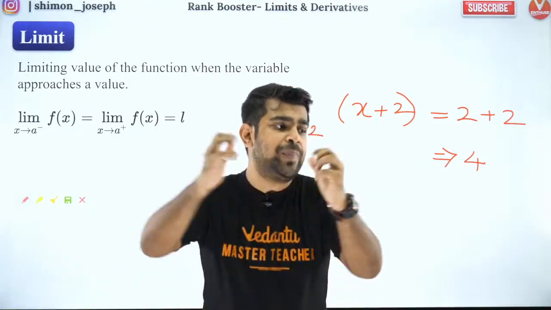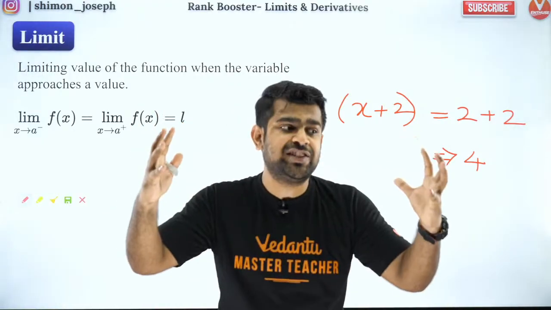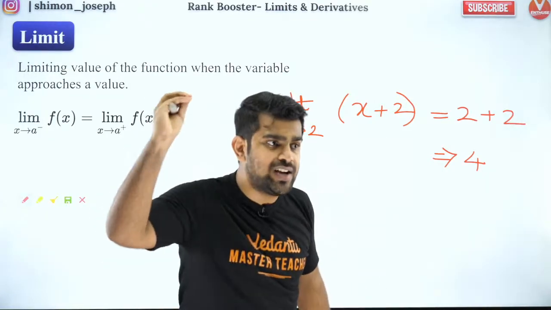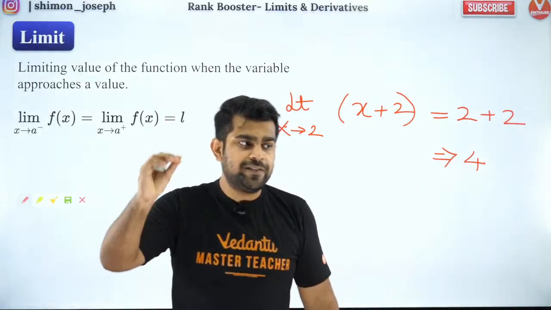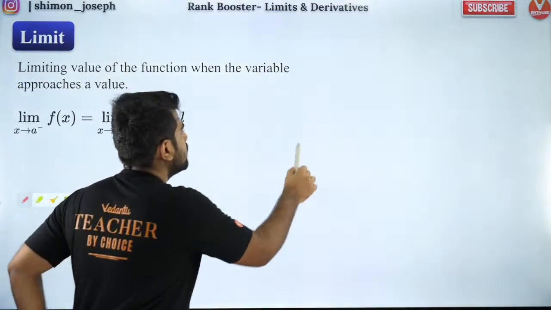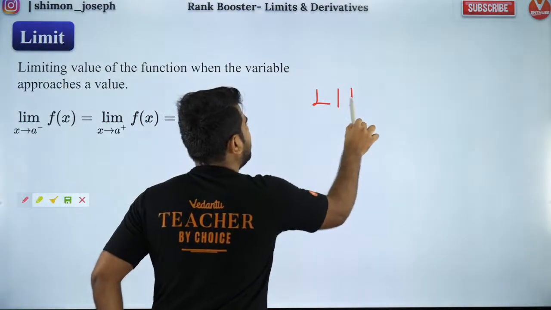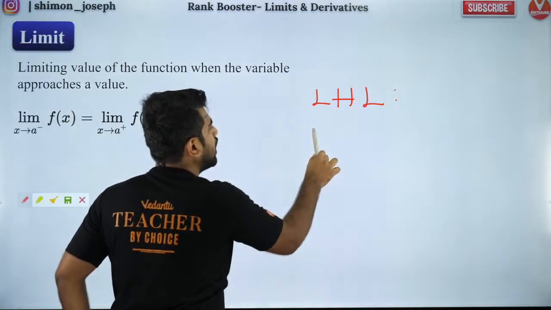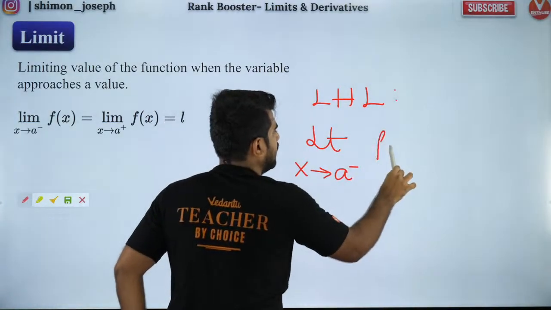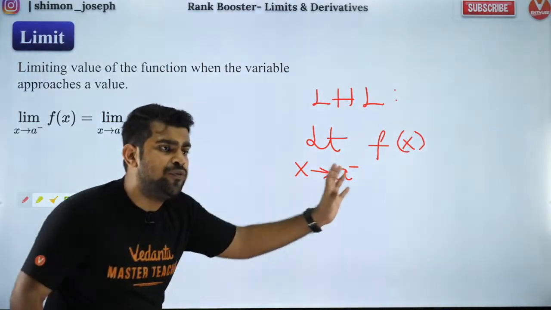Now, how to expand LHL and how to expand RHL, I'm going to explain it right now. Are you all ready for it? Everybody is ready? Brilliant, guys. Let's see how to expand LHL. LHL means left hand limit. So that is going to be limit x tending to a minus of f(x). This is how it will be in general format.